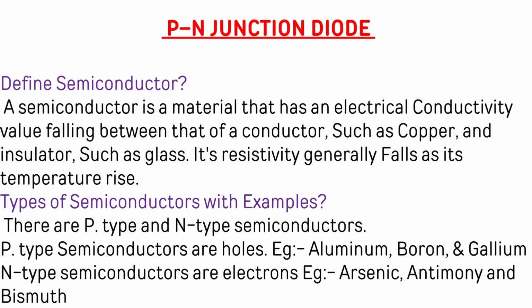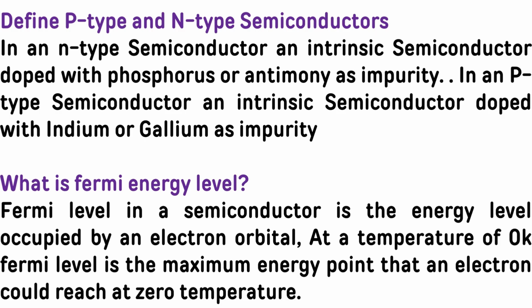There are two types of semiconductors, p-type and n-type semiconductor. P-type semiconductors have holes. Examples are aluminum, boron, gallium. N-type semiconductors have electrons. Examples are arsenic, antimony, and bismuth. Define p-type and n-type semiconductors. An n-type semiconductor is an intrinsic semiconductor doped with phosphorus or antimony as an impurity. A p-type semiconductor is an intrinsic semiconductor doped with indium or gallium as an impurity.